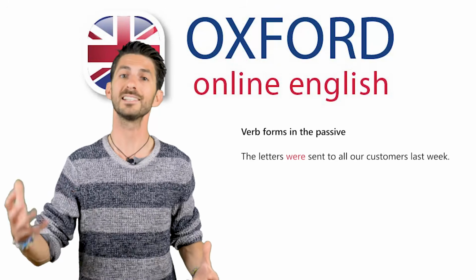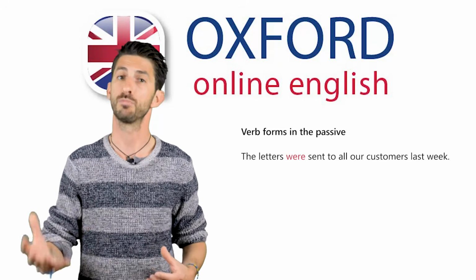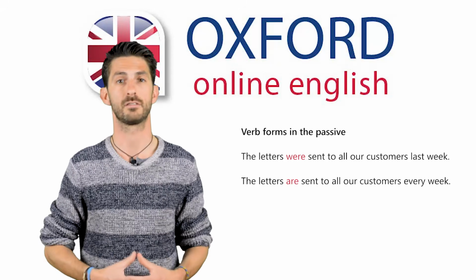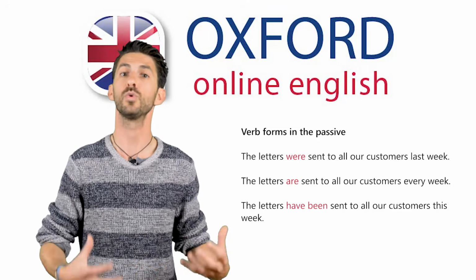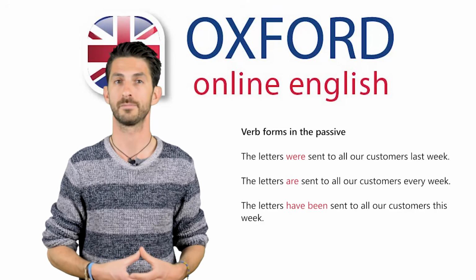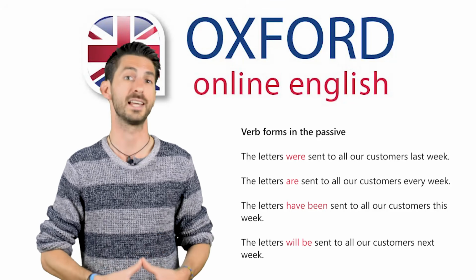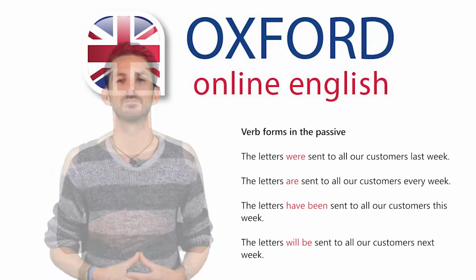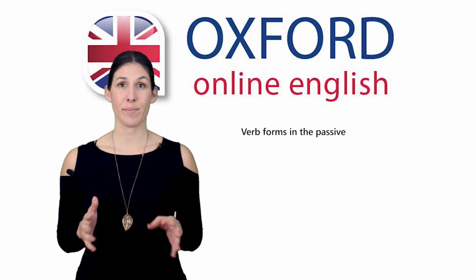Past. The letters were sent to all of our customers last week. Present. The letters are sent to all our customers every week. Present perfect. The letters have been sent to all our customers this week. Future, with will. The letters will be sent to all our customers next week. Of course, there are other possible forms, but the idea stays the same.